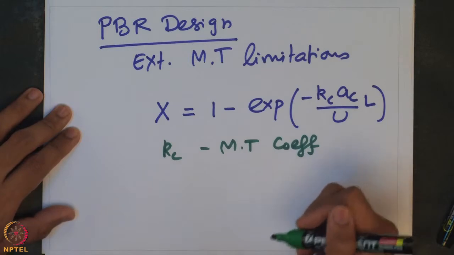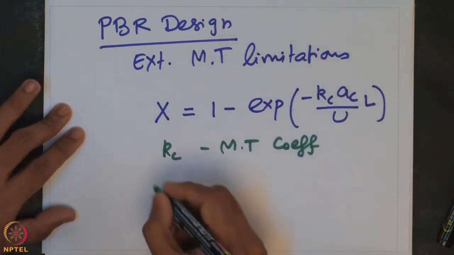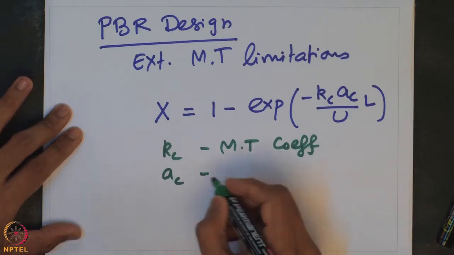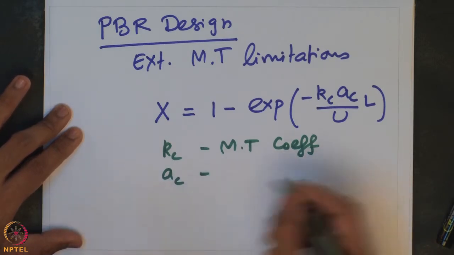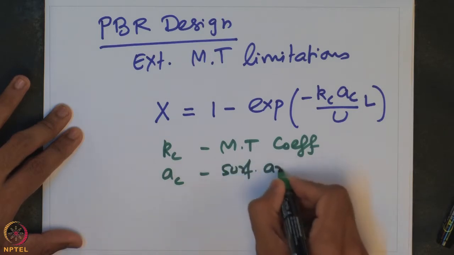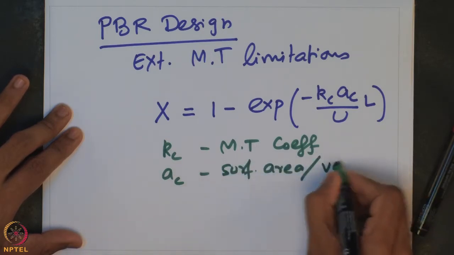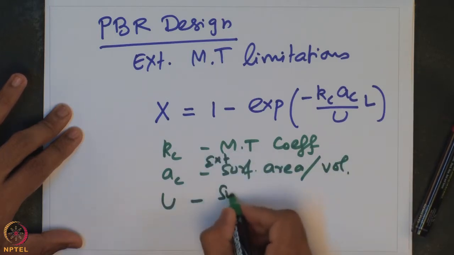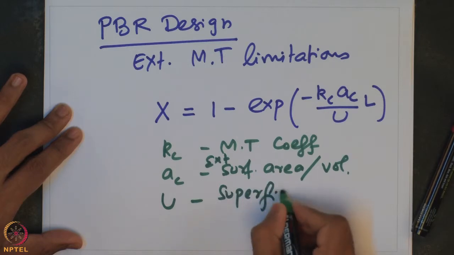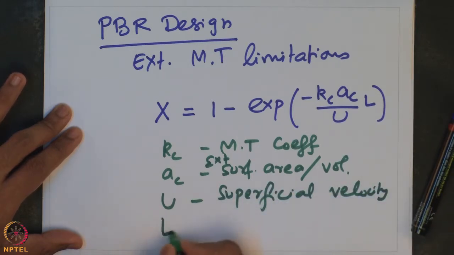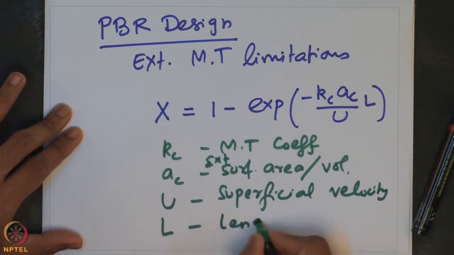for the species to diffuse from bulk to the surface of the catalyst pellet, and Ac is essentially the surface area per unit volume, external surface area per unit volume. And U is the superficial velocity. And L being the length of the bed.